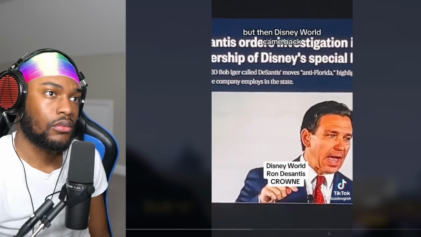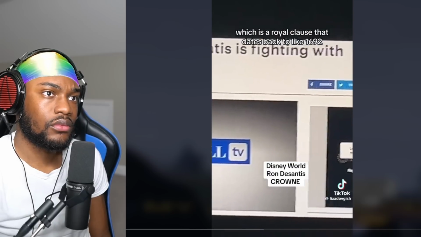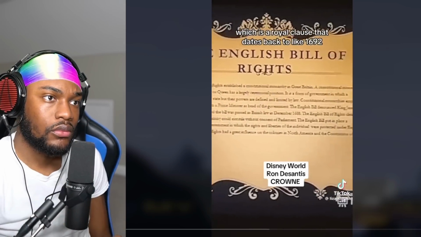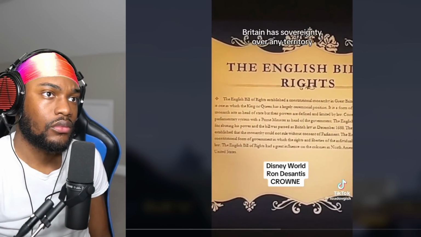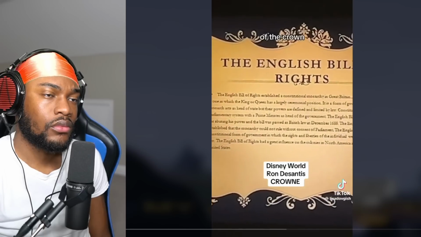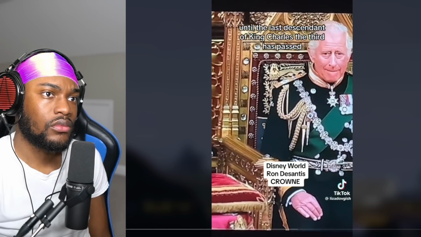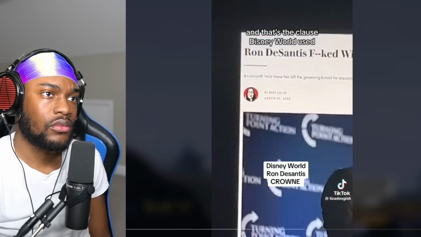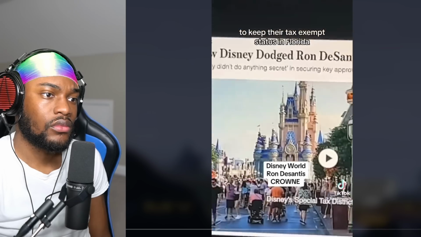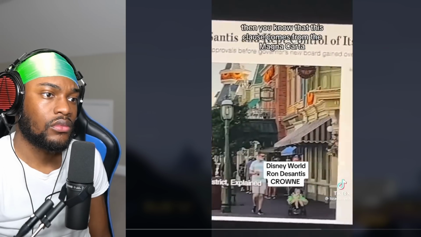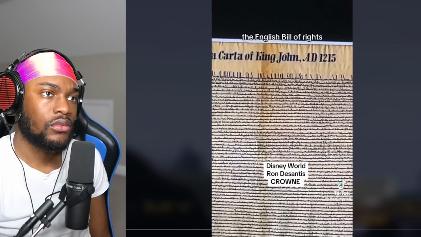But then Disney World came back and pulled out this clause from the British Bill of Rights, which is a royal clause that dates back to like 1692. And it says that essentially Britain has sovereignty over any territory of the crown until the last descendant of King Charles III has passed. And that's the clause Disney World used to keep their tax-exempt status in Florida. And if you know anything about history, then you know that this clause comes from the Magna Carta, which is like the English Bill of Rights.